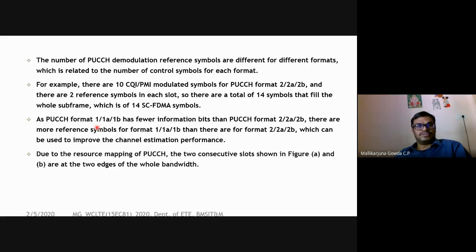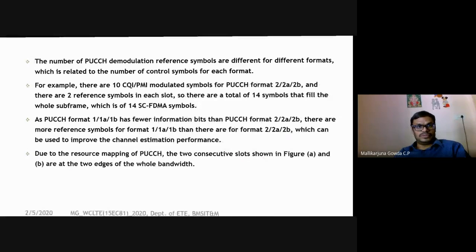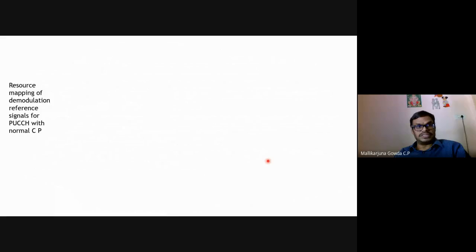Okay. So as I said, format 1, 1A, 1B has fewer information bits than the PUCCH formats 2, 2A, 2B. So there are more reference symbols for 1, 1A, 1B than there are for 2, 2A, 2B, right? Due to the resource mapping of PUCCH, there are 2 consecutive slots I'm showing in the next diagram. They will be occupying the 2 edges of the whole bandwidth. So this is for PUCCH with normal CP.